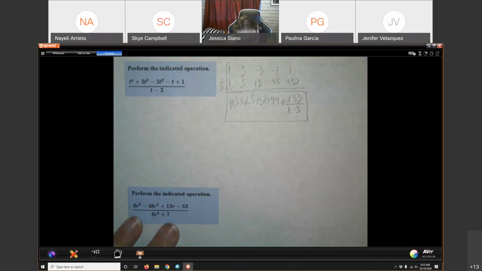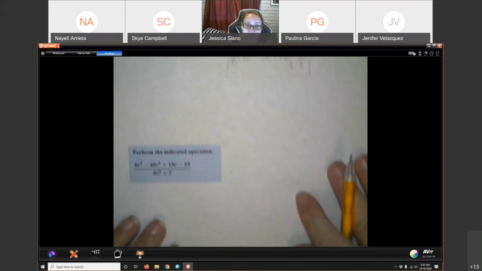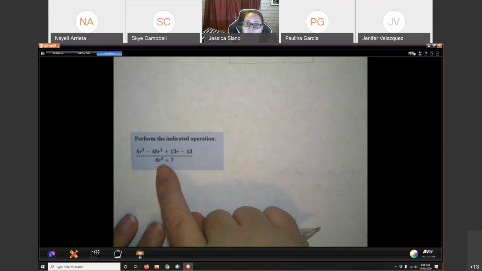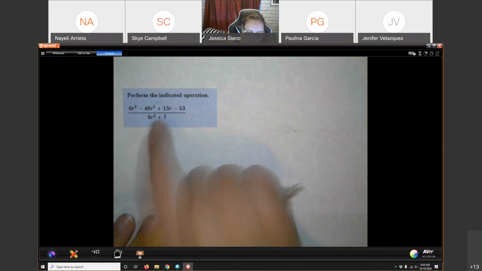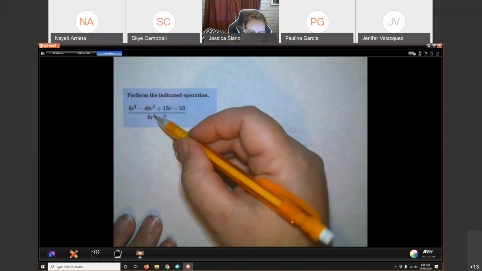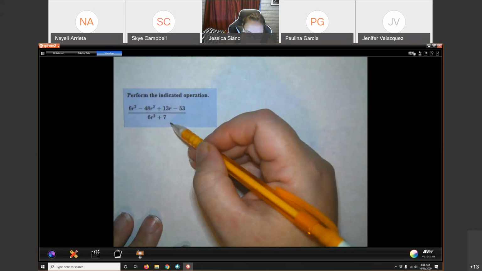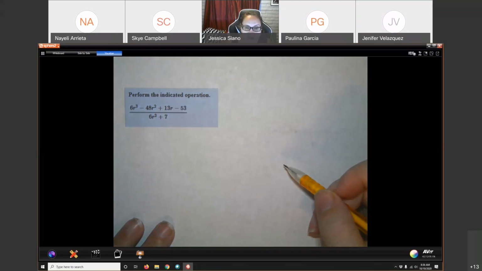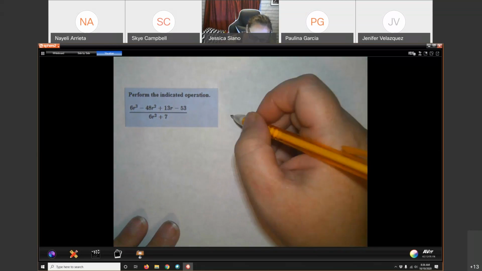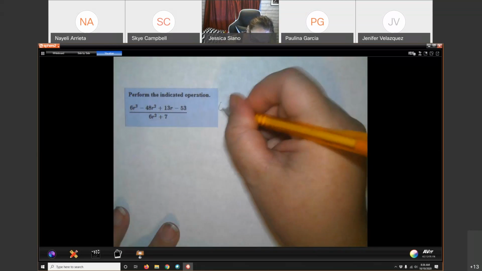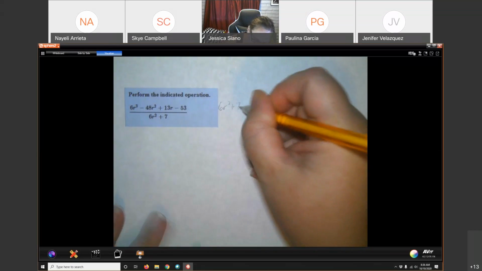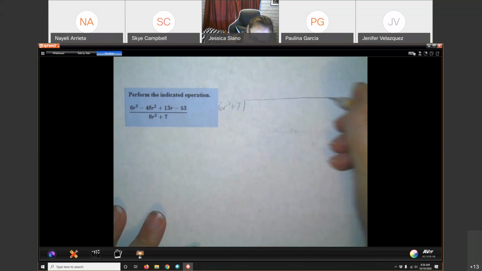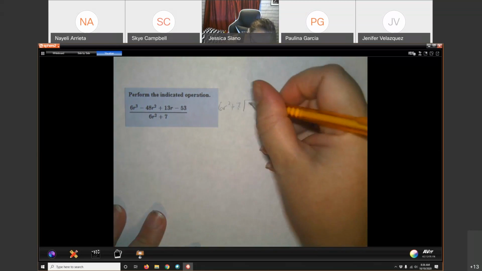Now, there are certainly going to be times where you cannot do synthetic division. This is one of them. We can't do synthetic division here because of the 6 and the squared. If this were just r plus 7, we could have, but we cannot do synthetic division with 6r squared plus 7. So instead, we're going to do long division. Now, the steps to long division with polynomials are the exact same as the steps when you divide numbers.